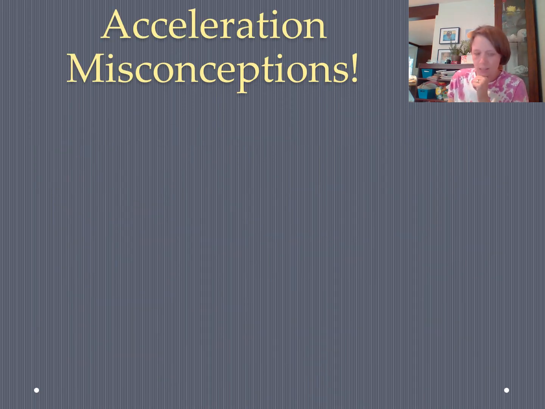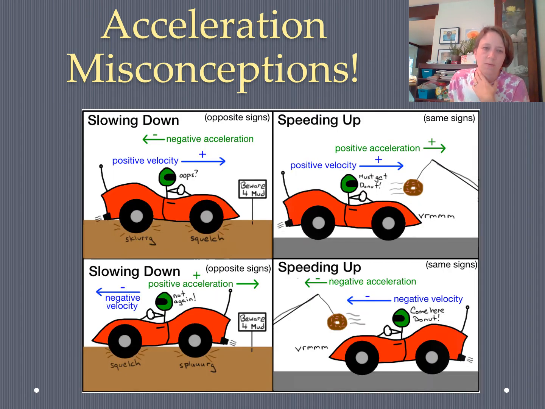I'm hoping that this slide can share some common misconceptions and make it a little bit clearer for you. Up here in the top left corner, we have an object that has a positive velocity. A positive velocity with a negative acceleration is going to make you slow down, like running your car through mud. And if you have a positive velocity and a positive acceleration, if they have the same signs, we're going to be speeding up as that velocity gets faster.